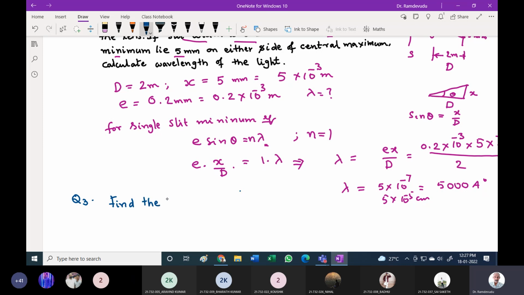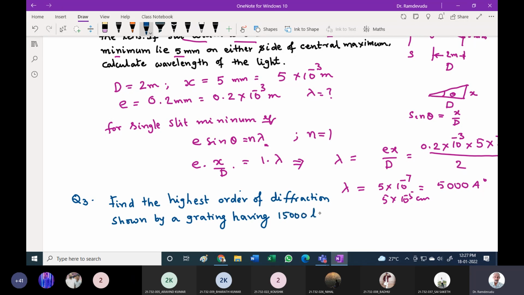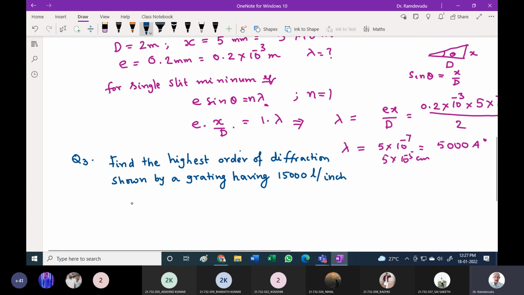Yeah. So the next problem is based on the same. Find the highest order of diffraction shown by a grating having 15,000 lines per inch for a given wavelength of 5893 Angstrom units.